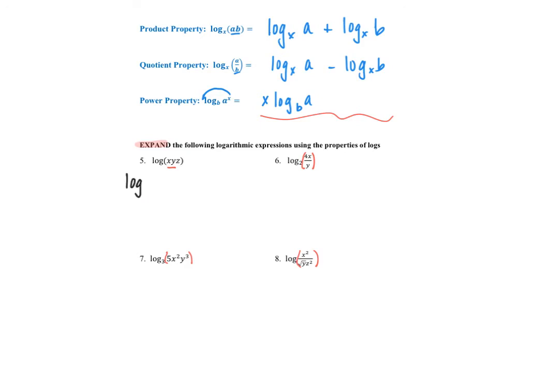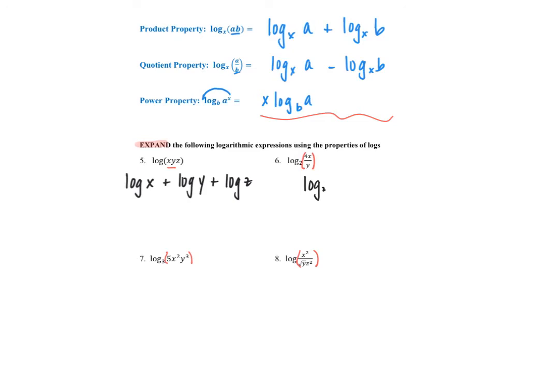Starting with the first log, which was x, the y was multiplied by that, so I'm going to add the next log. And again, the z was multiplied, so I'm going to add this log as well. So that's log base 10 of x plus log base 10 of y plus log base 10 of z. All right, number 6, I have a quotient. However, when I start, I'm recognizing that there actually are 3 terms in the argument, a 4, an x, and a y. And each one of those needs to get its own log.